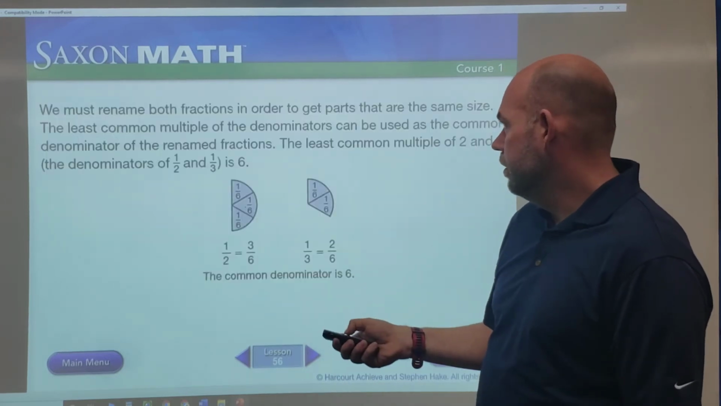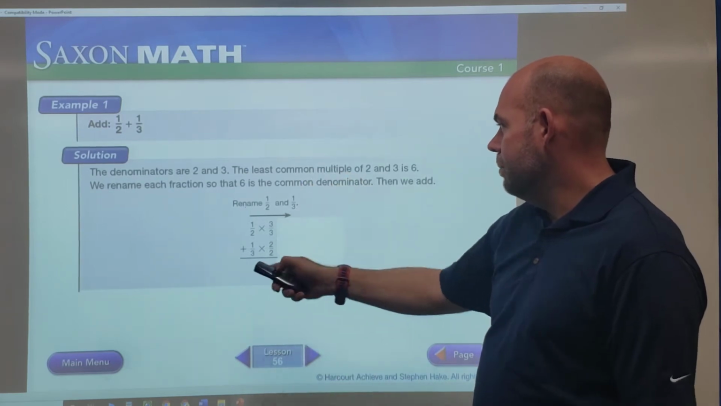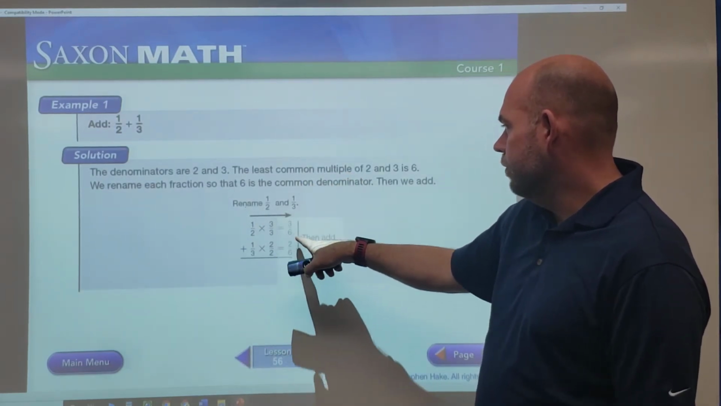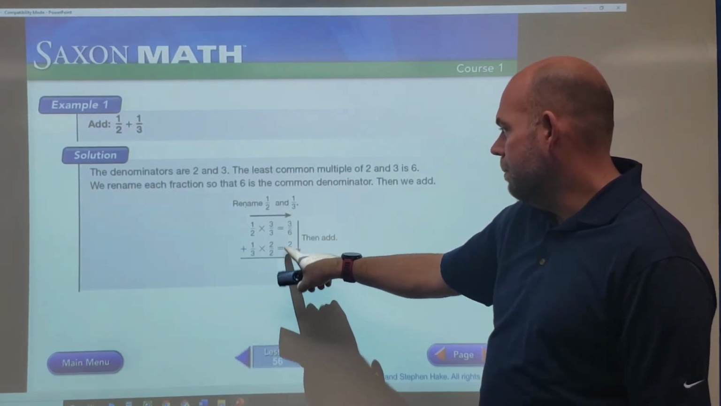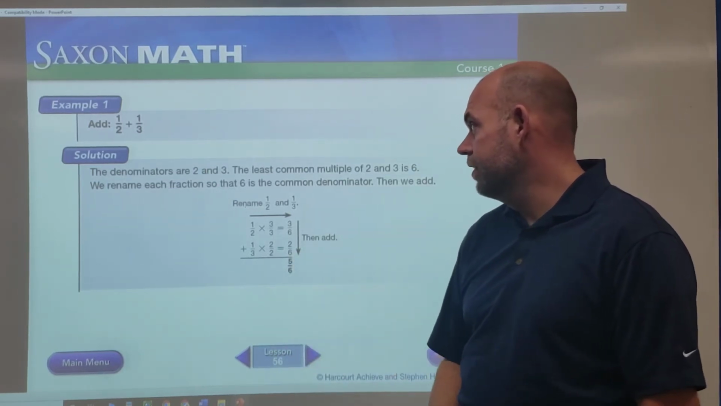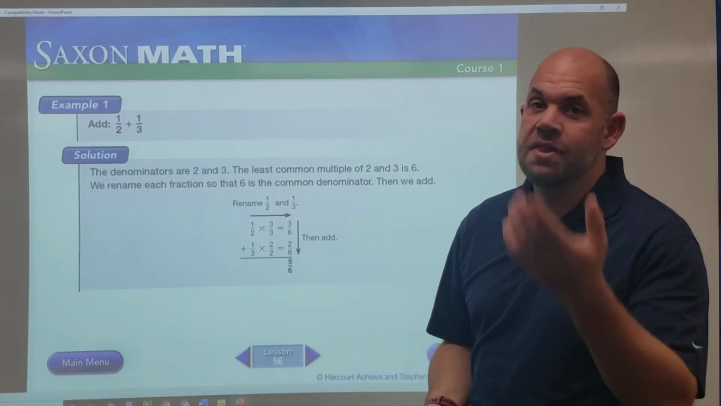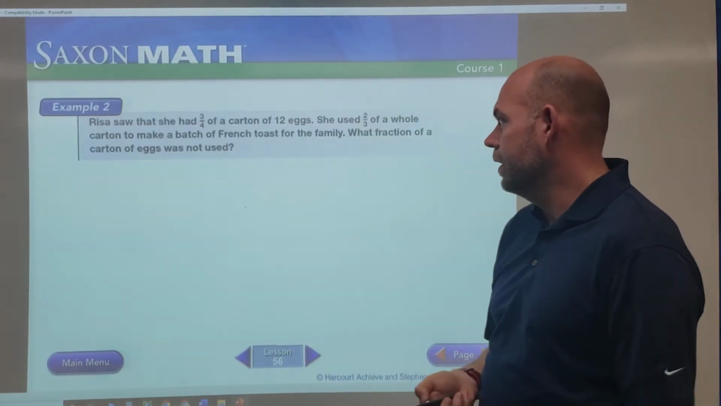So they just want us to add it up. We're going to take our common denominator, 6. First we'll get 3/6, then we'll add 2/6 to it. 3 plus 2, of course, is 5. So our answer is going to be 5/6. We're just going to rename each of the fractions first, and then we can add or subtract depending on what kind of problem we have.